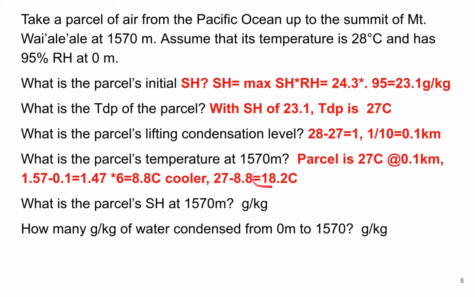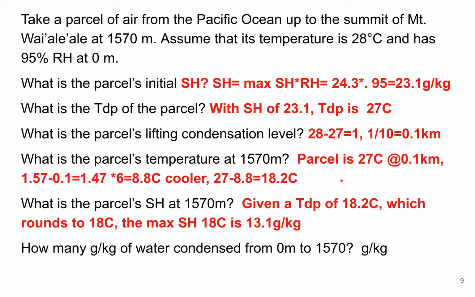So then if we know what its temperature is, we just go back to the maximum specific humidity chart. Given a dew point temperature of 18.2 Celsius, which rounds to 18, the maximum specific humidity at 18 Celsius is 13.1 grams. And then we just have to find the difference, right? How many grams of water condensed from the surface up to 1,570 meters.